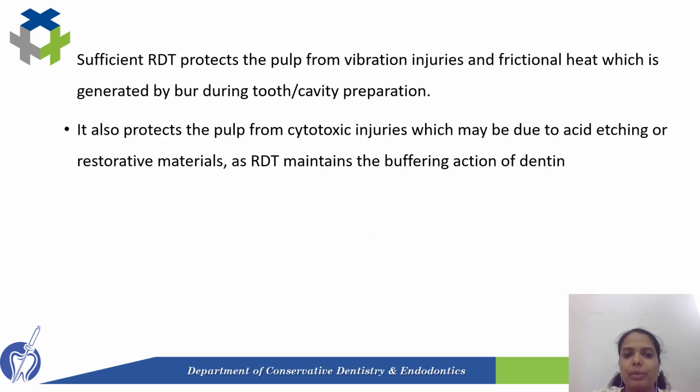Sufficient RDT protects the pulp from vibrational injury and frictional heat which is generated when we use a bur, especially when there is no coolant. In such cases, there is a lot of heat produced and also a lot of vibration produced. In such cases, the sufficient RDT will protect the pulp from the injury. It also protects the pulp from cytotoxic injury, which may be due to acid etching of restorative material, as remaining dentin thickness maintains the buffering action of dentin.